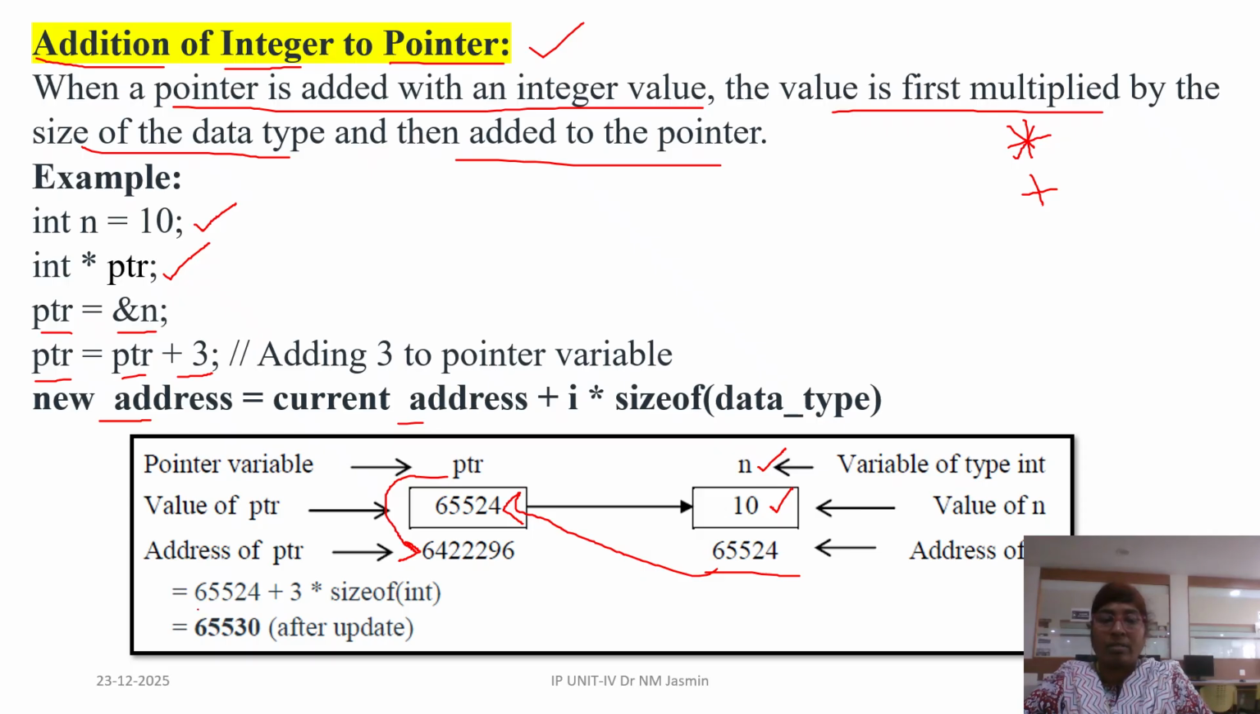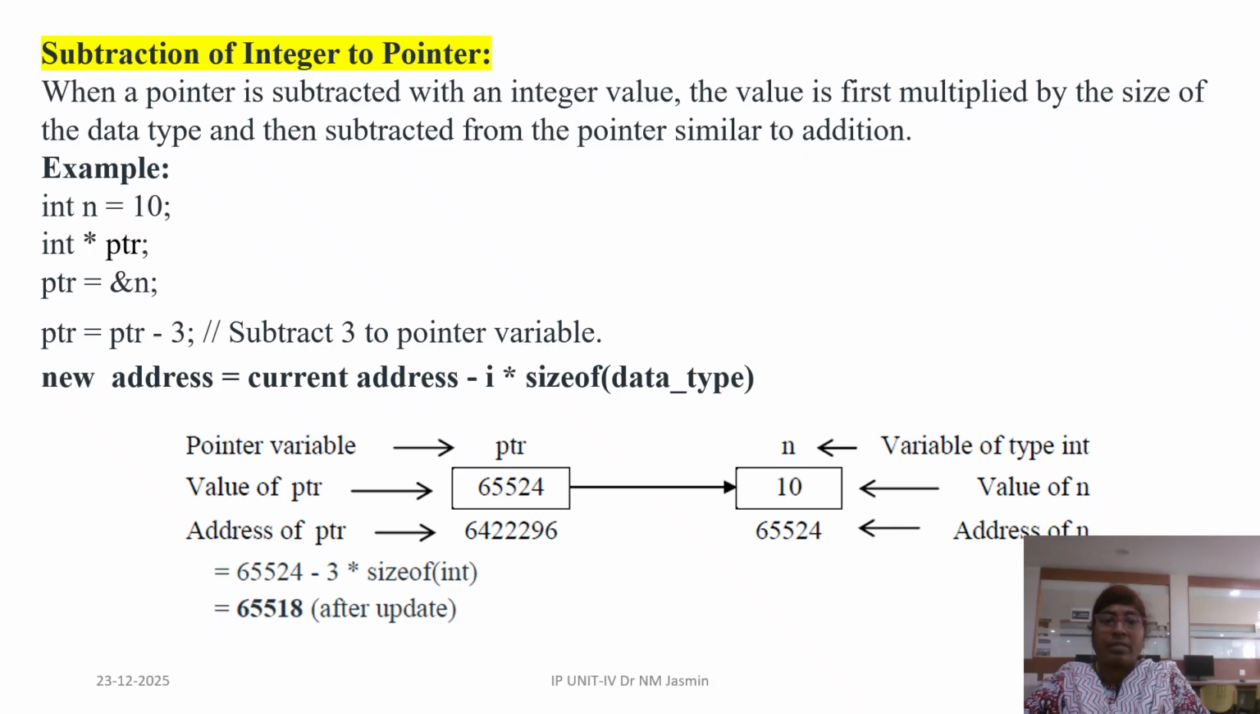So here this is the current address, which is 65524, plus here this is an integer that we are going to add. So 3 asterisk size of integer. As I already said, according to 32-bit architecture, the size here is 2 bytes. So 3 into 2 is 6 bytes. If you add this to the current address, you will get the new address after update.